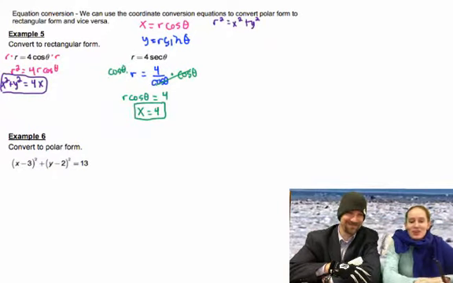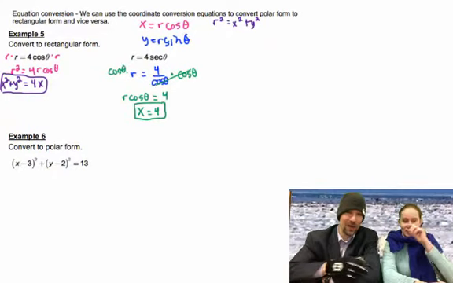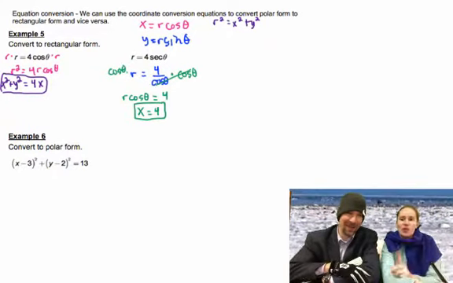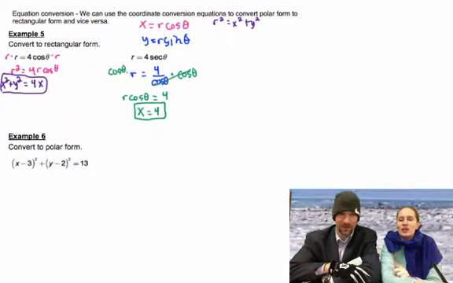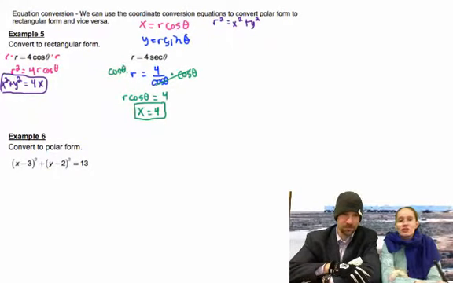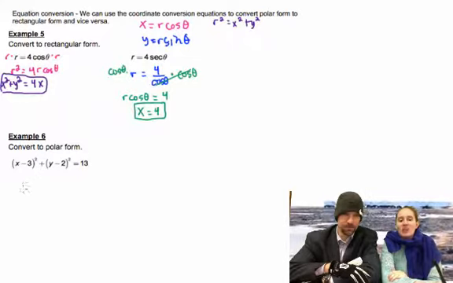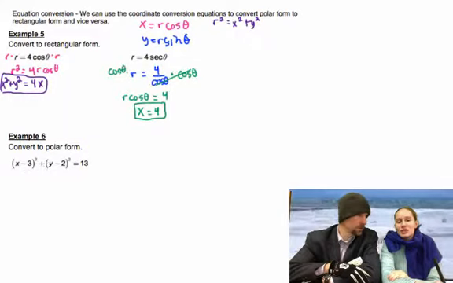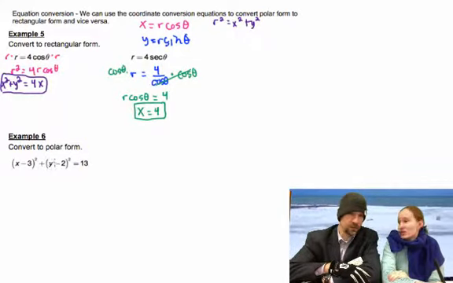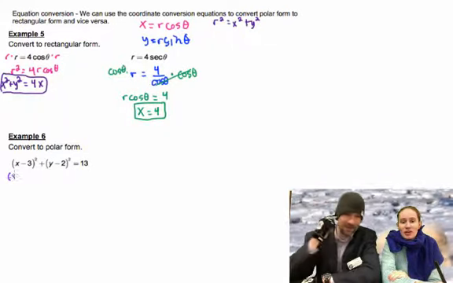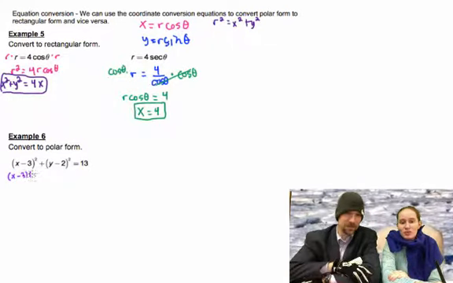Example 6, convert to polar form. Let's go backwards. Polar form, in some ways, is easier, I feel like. There's a little less technique to it, but it can also be more challenging because what we need to do is FOIL. We're going to have to FOIL. Remember that x minus 3 squared is x minus 3 times x minus 3.